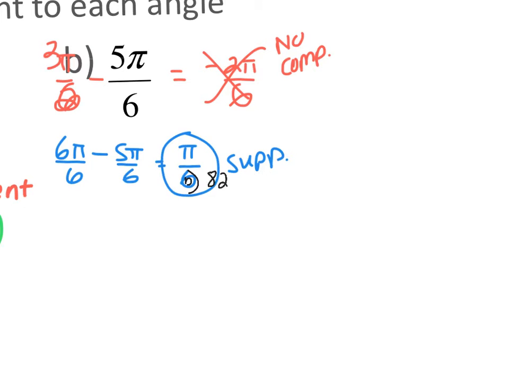The example on your notes is 82 degrees, right? So 90 minus 82 is 8 degrees. That's your complement. And then 180 minus 82 is 98 degrees, and that's your supplement.